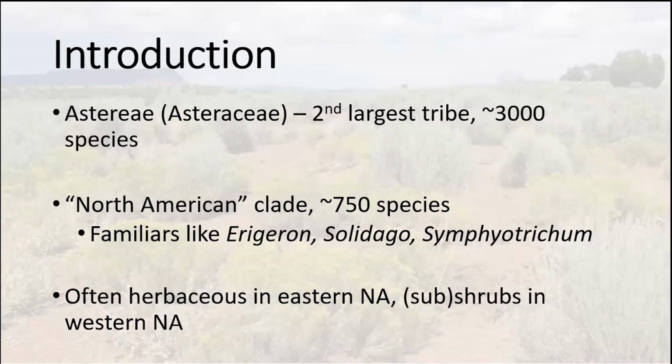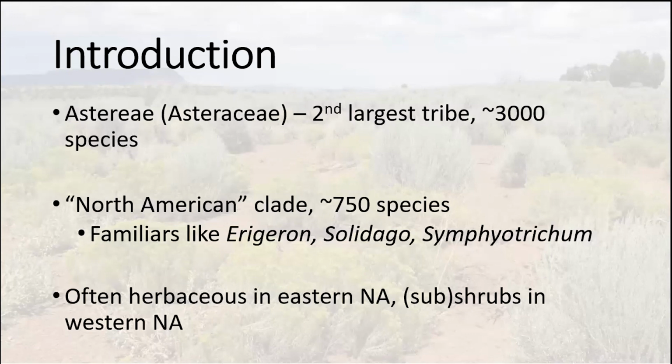The group that I'll be presenting on today is called the Astereae. This is the 2nd largest tribe in by far the largest eudicot family, the sunflower family. You see them all over the place. There's tons of daisies blooming right now outside. In the fall, there's tons of goldenrods and asters that are blooming all over the place.